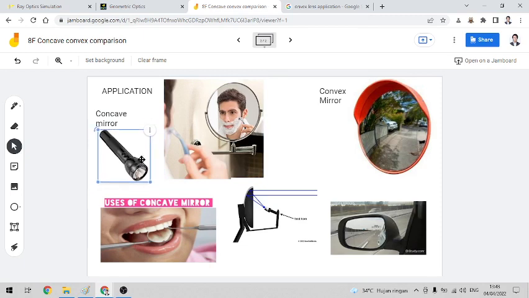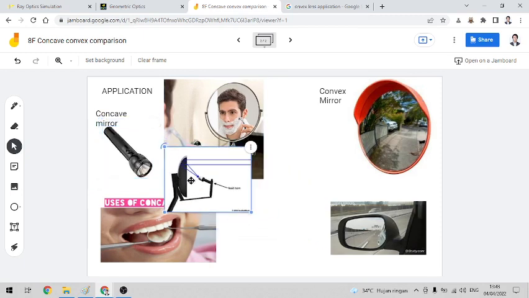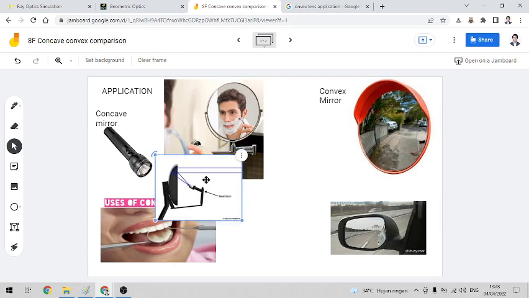And then concave mirror can also be used in something like a parabola, because this shape converts the signal of the satellite into the receiver at the center.